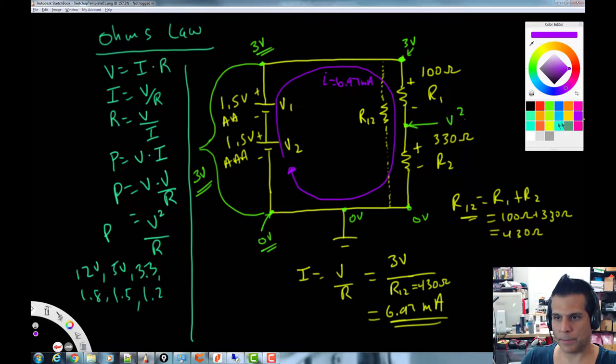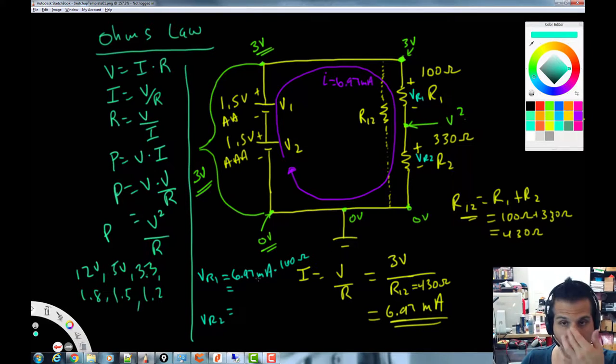All right, so let's do that in another color over here. We want to figure out the voltage drop over R1 and the voltage drop over R2. So this is going to be VR1, and the voltage drop over R2 is going to be VR2. What's our equation for voltage? It equals current times resistance. So what's the current? It's 6.97 milliamps. And what's our resistance? 100 ohms. So we'll compute that in a second.